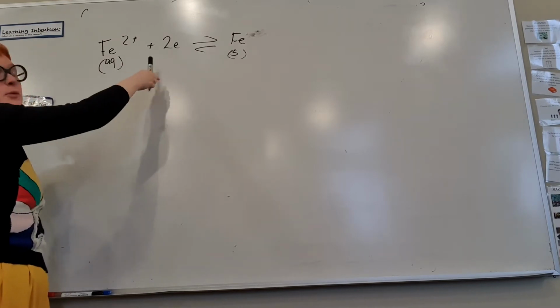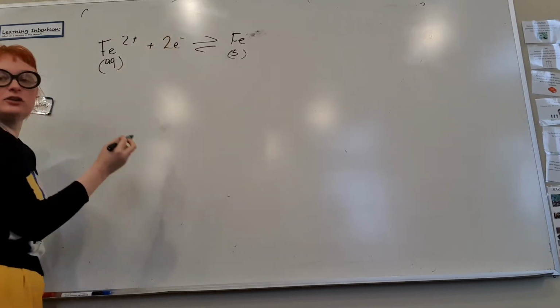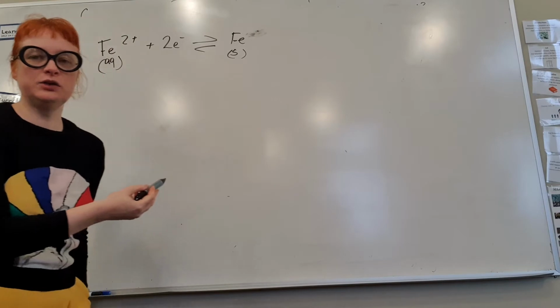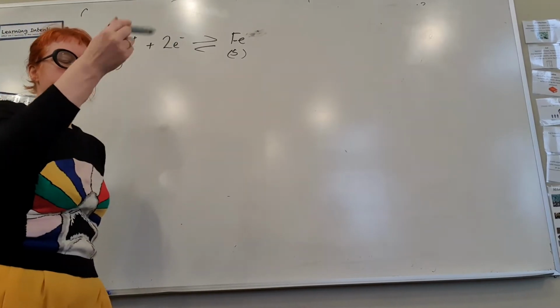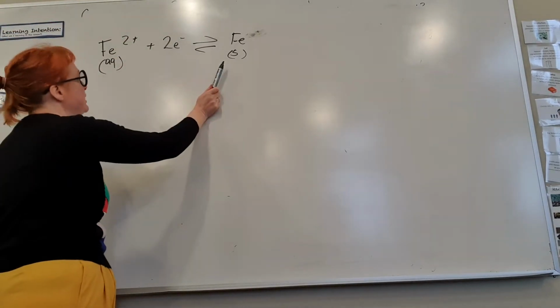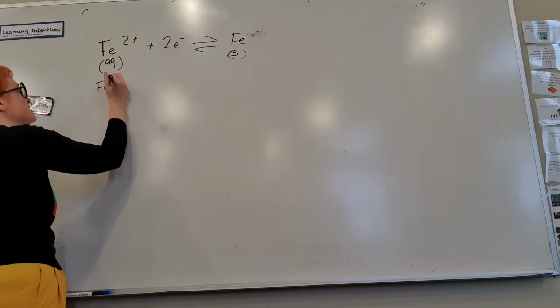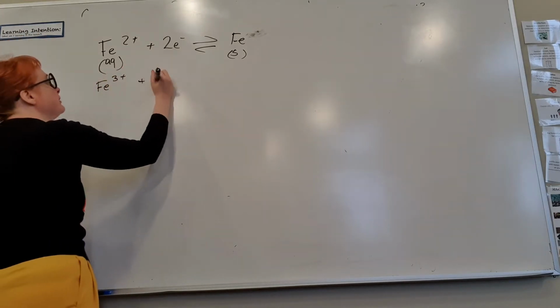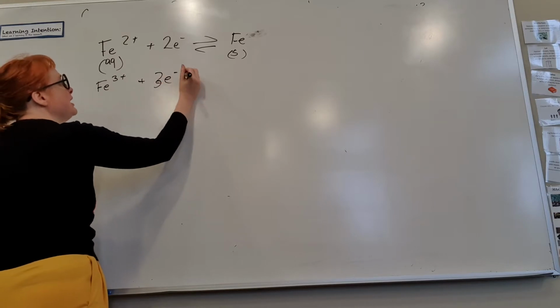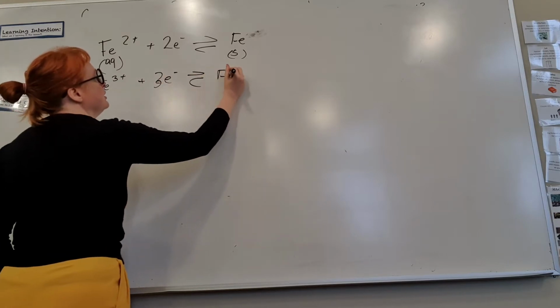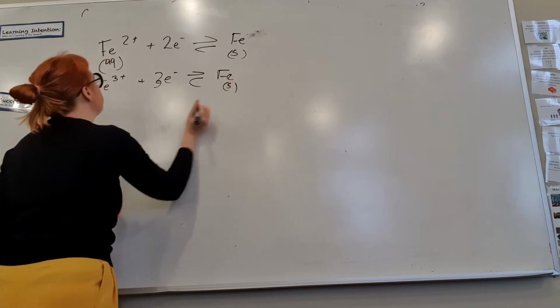So I'm always going to need these 2 electrons in my solution to be balancing out to make my solid. So there's always going to be this ratio. And then if I have Fe3+, I'm going to need 3 electrons to make the solid.